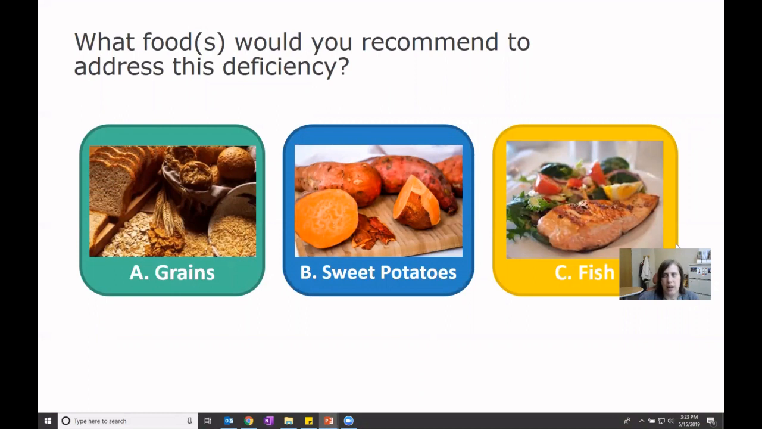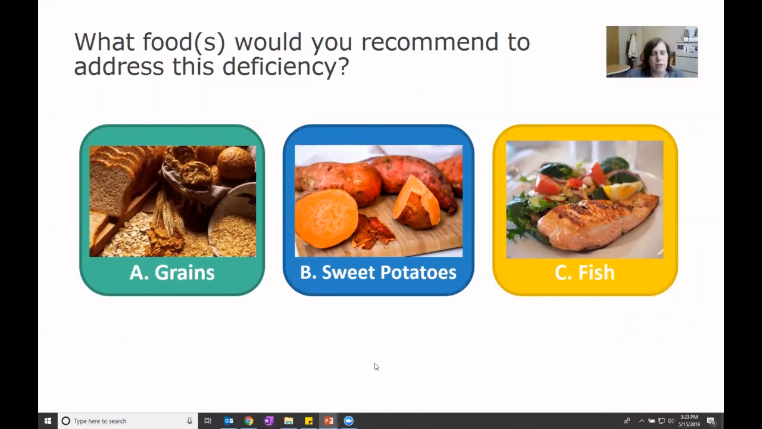So thinking of night blindness, what food would you recommend to address this deficiency? Would you recommend grains, sweet potatoes, or fish? Hopefully with vitamin A, you think of carrots, which are deep orange. And sweet potatoes are also deep orange, thus they are very high in vitamin A. So actually any fruit or vegetable that is deep orange is going to be a good source of vitamin A, specifically beta-carotene, the plant form of vitamin A. And the other generality I would say is dark leafy greens and deep orange fruits and vegetables are good sources of vitamin A.